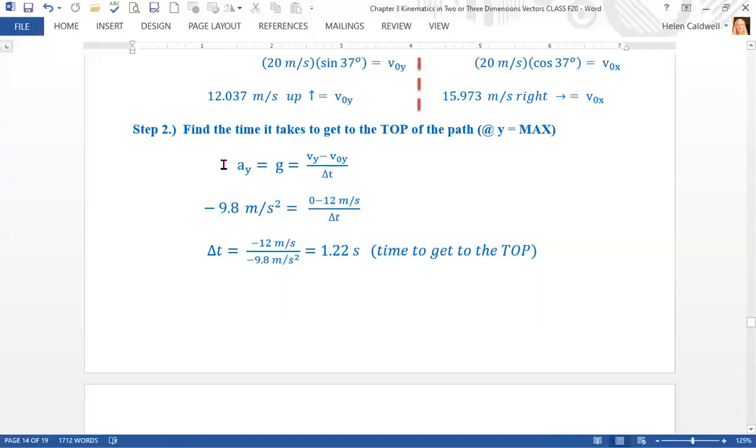So acceleration in the y direction is negative 9.8 meters per second squared. The final velocity in the y direction, Vy, is 0 because we're doing it for the top of the path. And the initial velocity in the y direction, notice this is V0y, not V0, V0y. We just found V0y is 12.037 meters per second. You could have typed that in. I opted to round it off to 12.0. I'm going to round off 15.973 to 16.